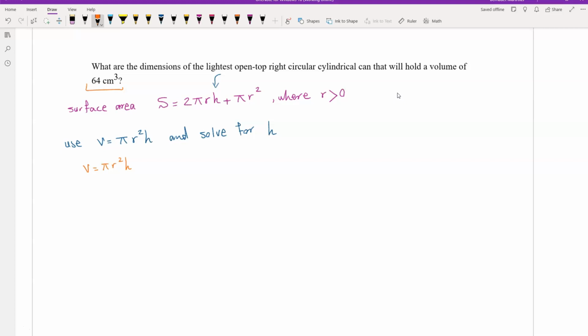So solving for H here, we have V, which is 64, equal to pi R squared times H. So H is equal to 64 divided by pi R squared.